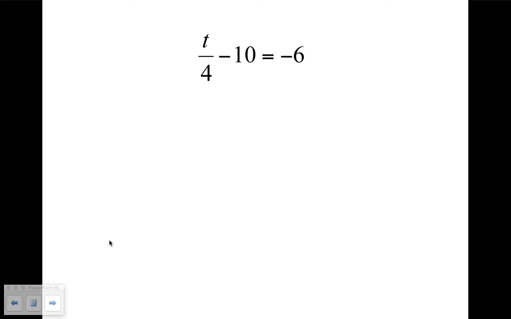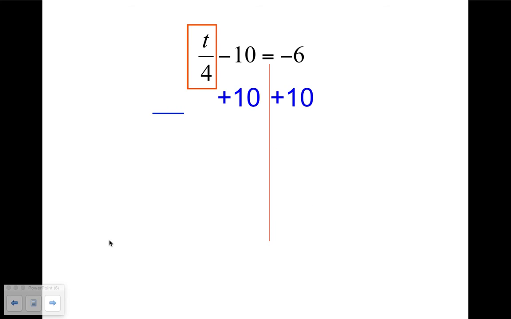Okay. Example number 2. t divided by 4 minus 10 equals negative 6. So we begin with the line of equality and put a box around the term with the variable. First thing we want to do is isolate the box. Step 1, add or subtract. We'll add 10 to both sides to get rid of the negative 10, because negative 10 and positive 10 are a zero pair. So we have t divided by 4 equals 4.